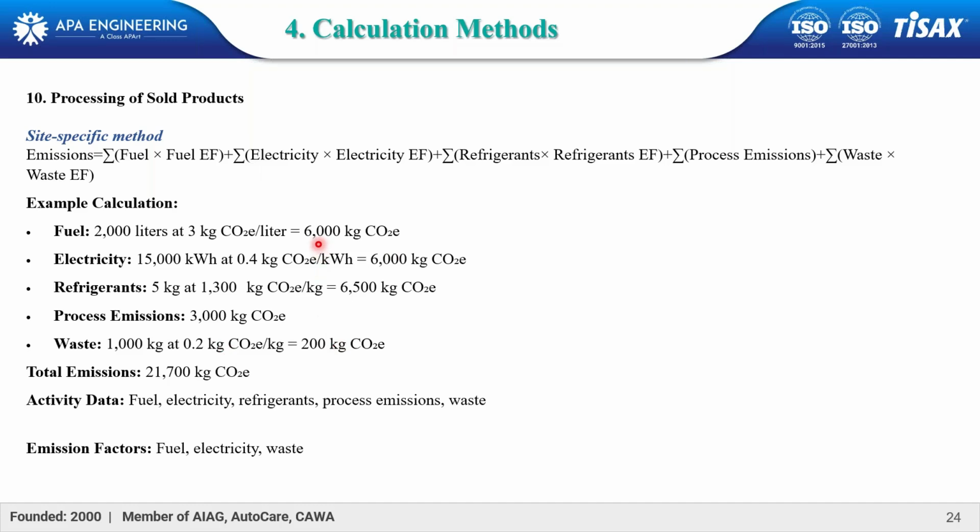emissions. These are not in any particular order. This may vary. This is for example. Whichever fuel is used, in some cases the refrigerant or the waste are not included in the calculations. So wherever required, the emission factors and the activity data are included. So the activity data for this activity will be the fuel and electricity and refrigerant data and respective emissions.